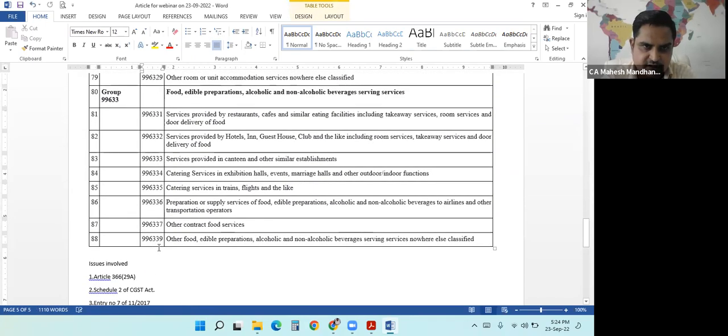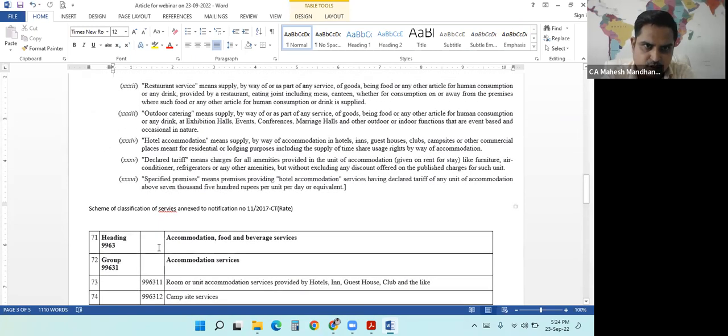Now, if we see the definition of restaurant service, which is given in notification number 11 of 2017, it says restaurant service means supply by way of or as a part of any service, mind you, or in any other manner. The word which was there in Schedule 2 has not been considered here. Restaurant service means supply by way of or as a part of any service of goods, again the same food or drinks, provided by a restaurant, eating joint, including mess, canteen, whether for consumption on the premises or away from the premises.